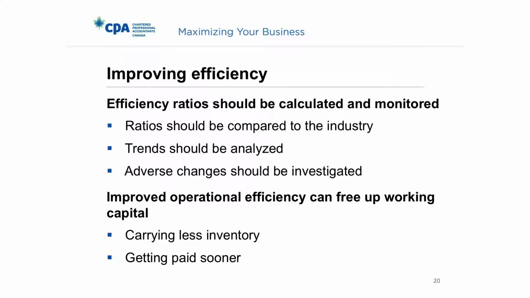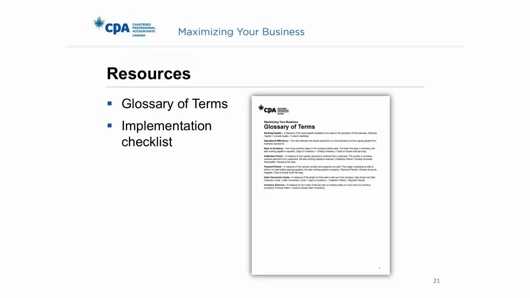Improved operational efficiency can free up working capital, as we saw in the previous examples. Simple strategies such as carrying less inventory and getting paid sooner can provide significant working capital benefits for your business. As outlined on the slide, there are additional resources available to you, including a glossary of terms which will have helpful definitions as you implement some of these working capital ratios, and an implementation checklist.